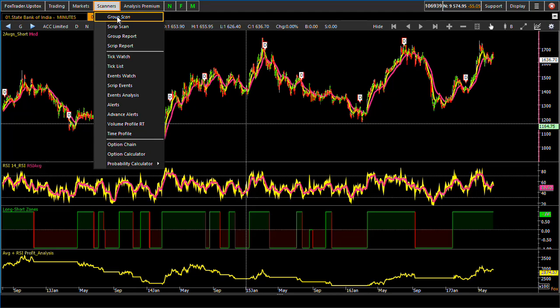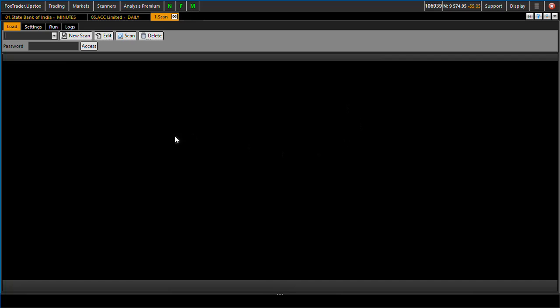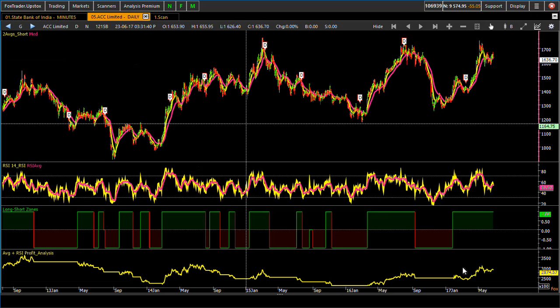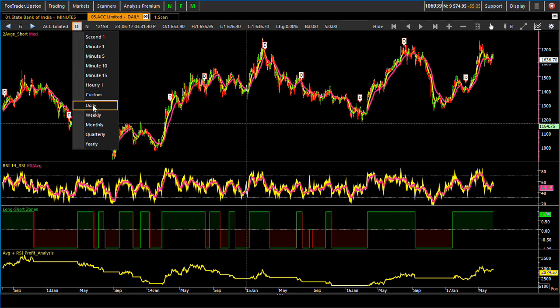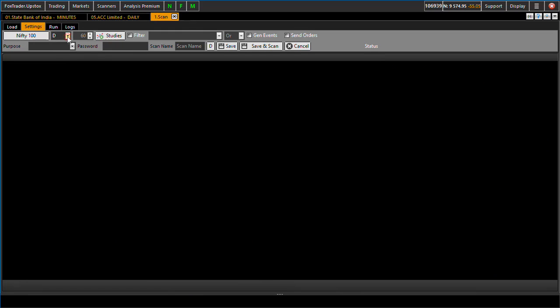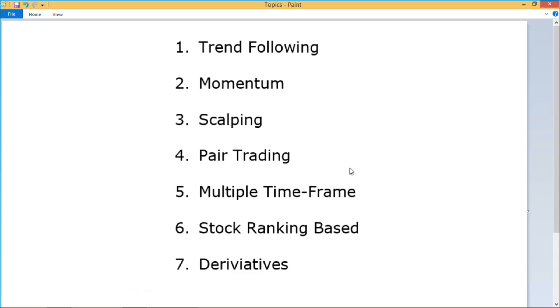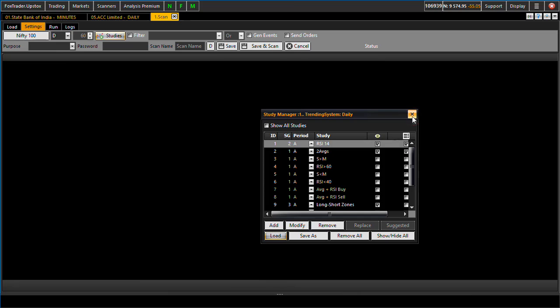Okay, I go to scanner here, I go to group scan. Let me make a new scan here first because I don't have any scans. I may have some other scan, but I don't have a scan related to the trending system, so I'll show you how to make one. I'll take the Nifty 100 group here. Then I ran this strategy on a daily time frame, so let me take daily again here. I'll go to studies and load the study which I made. So this is the one, trending system. This is loaded.